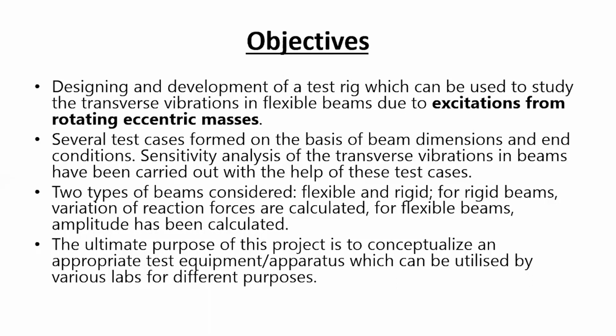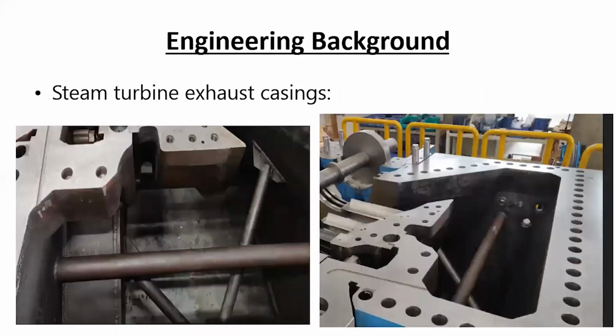First one is flexible, the second one is rigid. For the rigid beams, variation of reaction forces at the joints is calculated, and for flexible beams, the amplitude has been calculated. The ultimate purpose of this project is to conceptualize an appropriate test equipment or apparatus which can be utilized by various labs for different purposes. So let's talk about the engineering background.